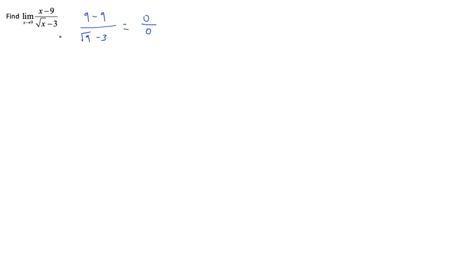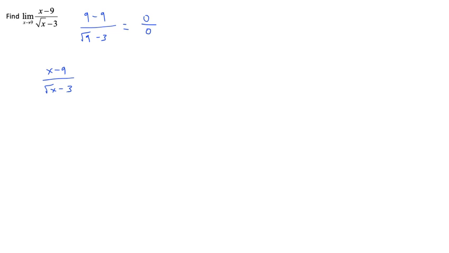So does that mean that this limit does not exist? That's not what it means, right? In this case, we can do a little bit of algebra here. We have a radical in the denominator, so we're going to rationalize this guy. We're going to rationalize this and see what happens.